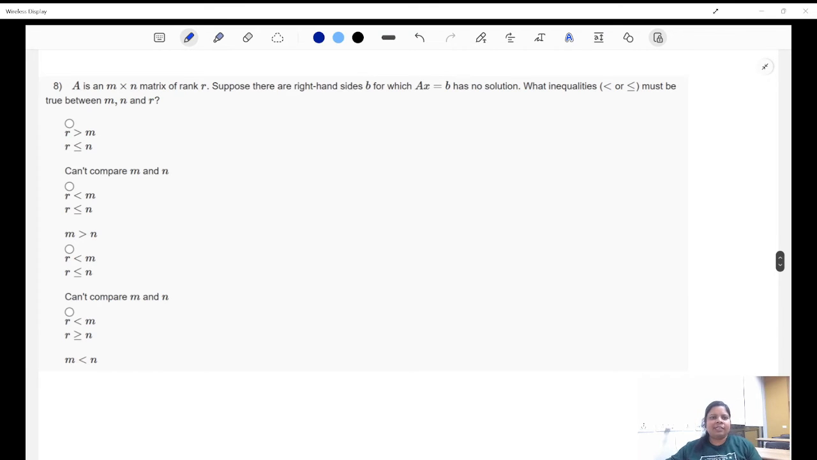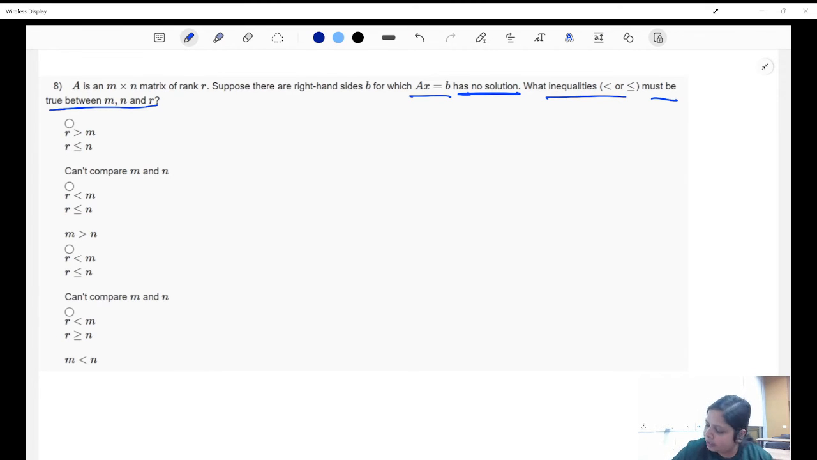Okay. If there is an A matrix of dimension m cross n and it has a rank R. So, let's say we have an equation Ax is equal to B and it has no solution. What inequalities must be true between M and R? What should be the rank of the matrix and how can it be compared with M and N if the matrix has no solution? What is the meaning of no solution? When do we say that the system of equations have no solution?